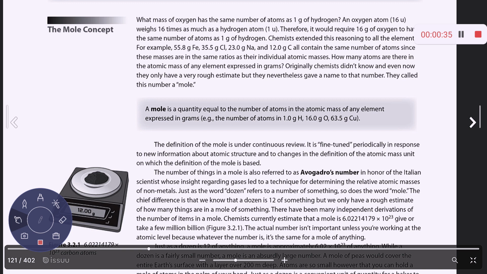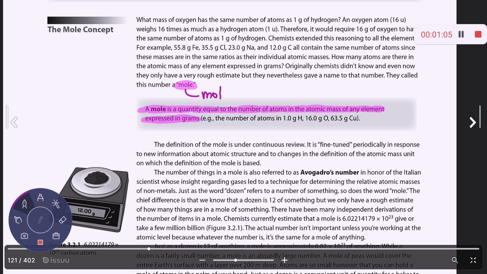Okay, so what is the mole? Well, it doesn't really make sense for us to use a dozen because a dozen would be too small of a quantity for all the atoms and molecules that we have in a sample. So chemists work with something called the mole. It's kind of like our version of a dozen. You can abbreviate the mole as mol, so you can omit the E. And a mole is the number of atoms in the atomic mass of an element in grams.